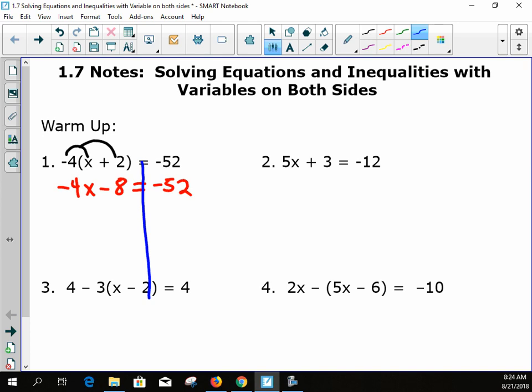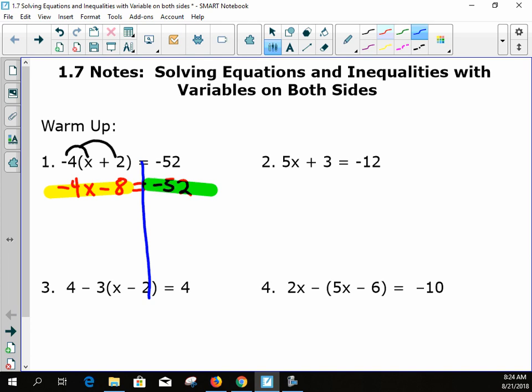That's why I put the line here. So I have no like terms on this side of my equal sign. I have no like terms on this side of my equal sign. So I just move on.